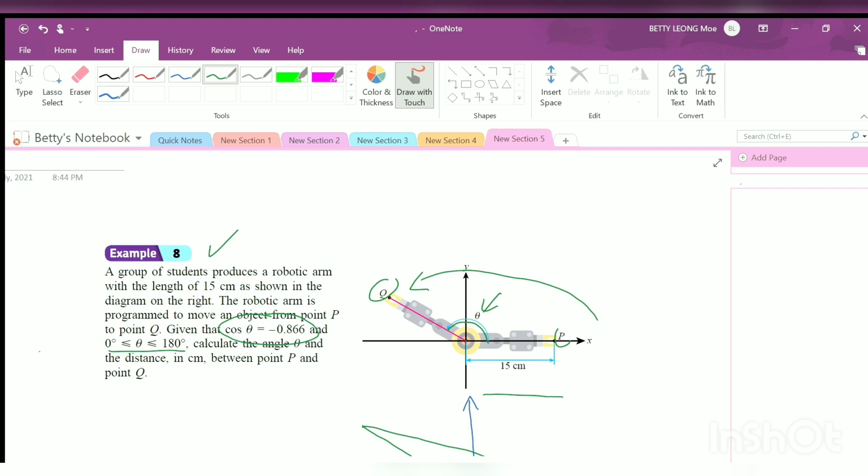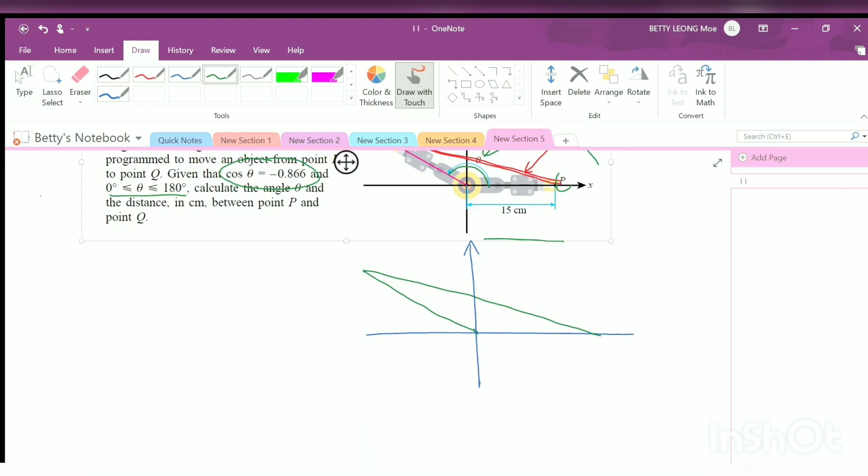So you can see here that this is in quadrant form. This is the first quadrant, this is the second quadrant. Yeah, so you are asked to find what is the angle, and then the length from Q to P, this length. Okay, so I have drawn it for you here.